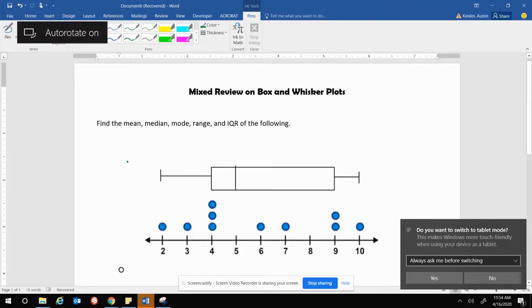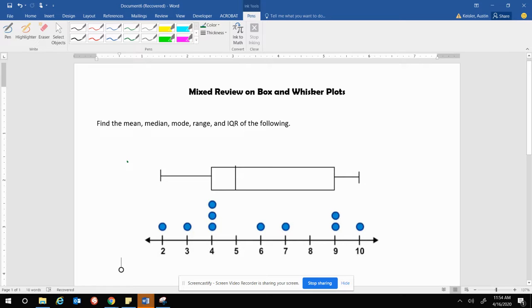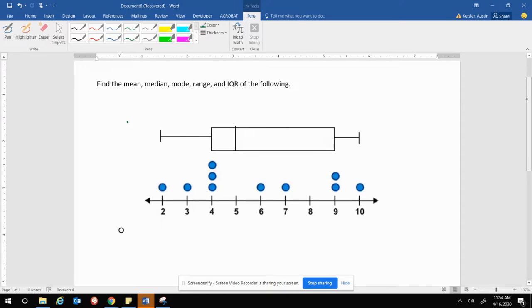All right, our last day on box and whisker plots, and we're going to look at them the same way we have been doing, but combined with dot plots. We're doing this because we can't tell everything from a box and whisker plot. To demonstrate that, I have a question right here that's very similar to what your assignment's going to be over.